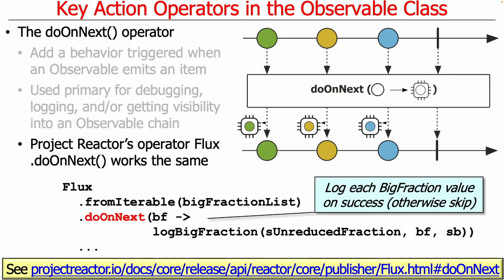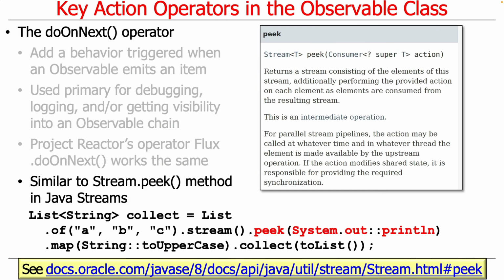Project Reactor has a Flux doOnNext operator that works identically. And Streams has an operator called peek that works very much the same. So peek, like doOnNext, doesn't change the values of the information that flows through the stream. It just provides you with an opportunity to do something with it. In this particular case, for example, we could print it out, or we could log it, or we could do something to it to indicate that we knew that it occurred and we recorded its value somehow, or did something with it as a side effect. So a callback is typically used to have a side effect.